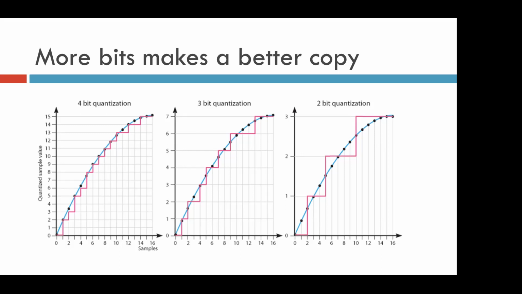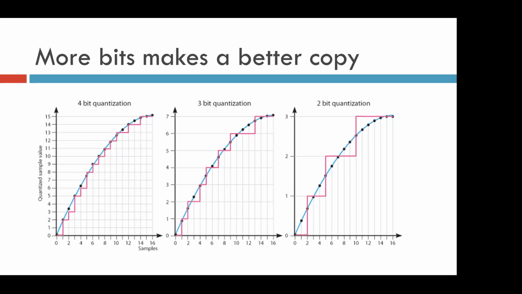And the red stair step is the digital reproduction. So the blue curve is the analog reality, and the red stair step is the digital reproduction. That red stair step is much, much smoother on the 4-bit than it is on the 3-bit or the 2-bit. That's because the 4-bit has more data, 4 bits, more than 3 bits or 2 bits. And we're talking digital bits here.